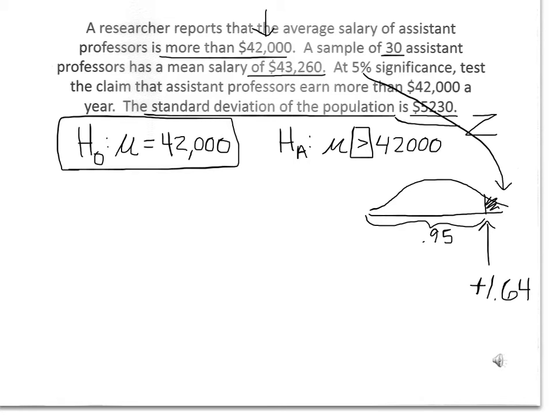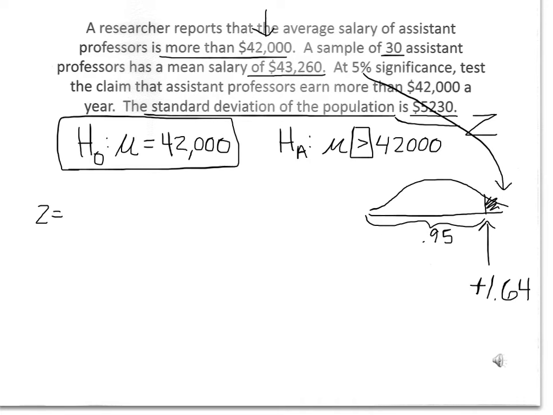The claim here is that the professors make more than $42,000. So that's what we're going to be testing in a second. In this case, that's the alternative hypothesis. Remember, we always test the null. So for us to be able to support this claim, we're going to have to reject the null hypothesis.